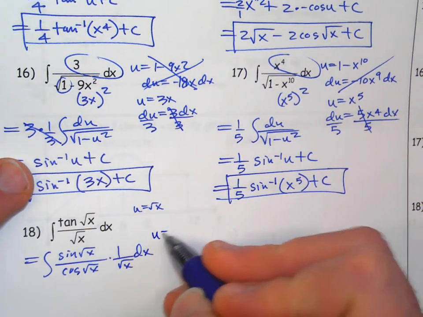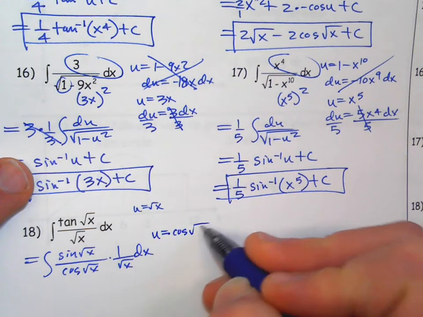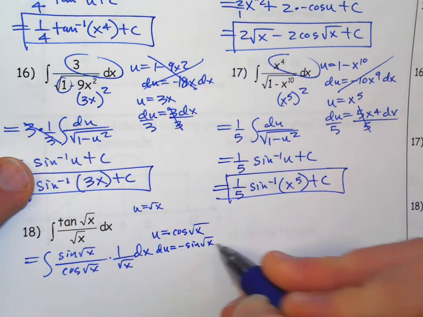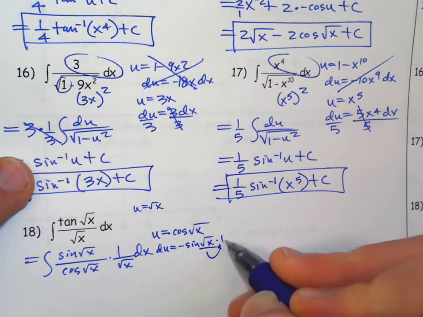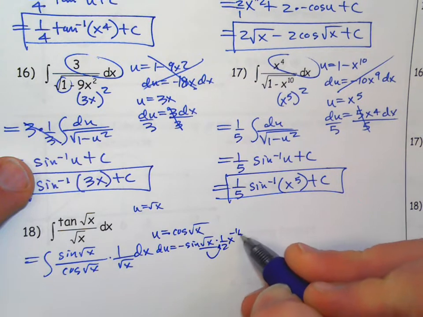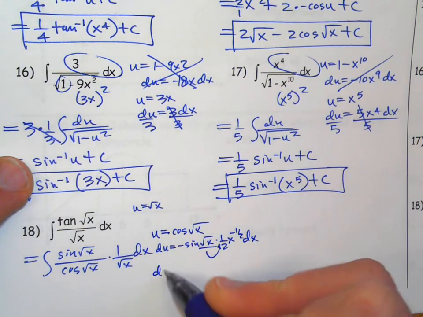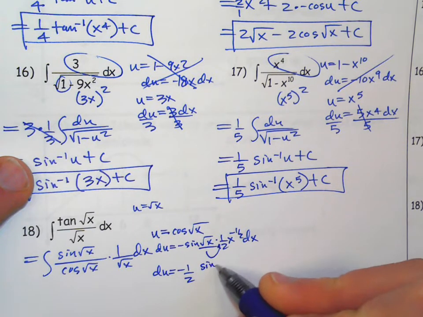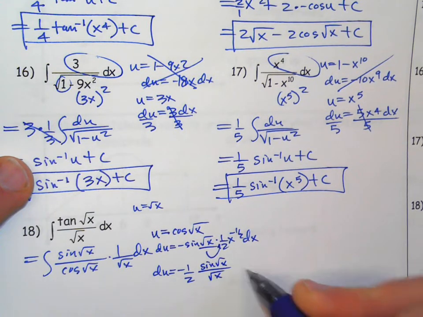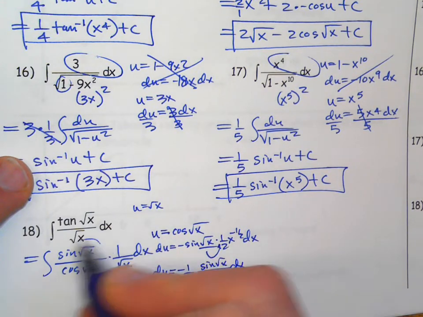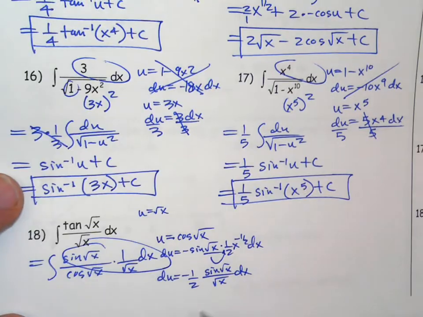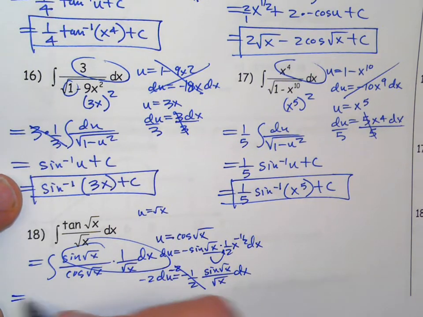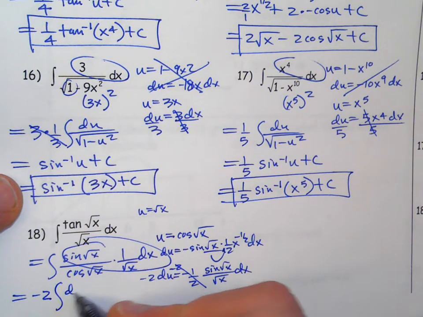The quicker one would be u equals cosine of the square root of x, and then du equals negative sine of the square root of x, but then the chain rule says take the derivative of what's inside, so it's going to be 1/2 x to the negative 1/2 dx. So du equals negative 1/2 sine of the square root of x over the square root of x dx. So all this stuff right there is your du. Don't want the negative 1/2, so I've got to multiply both sides by -2. So it's going to be -2 du over u.